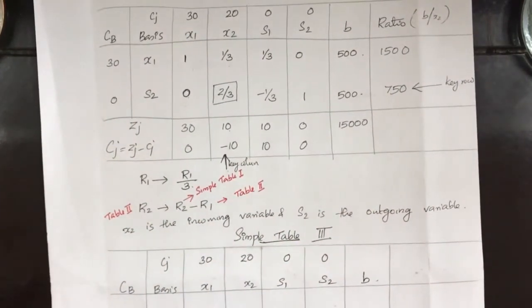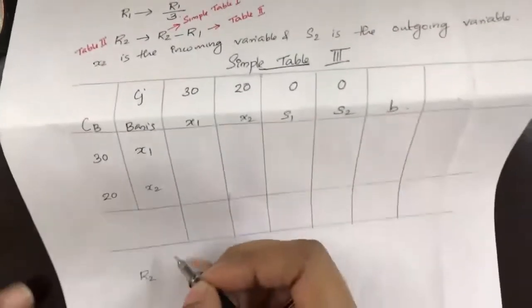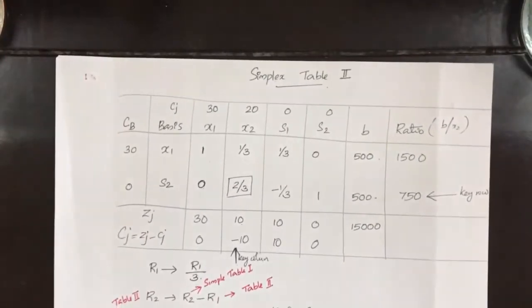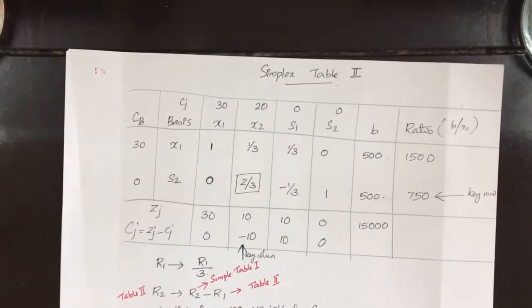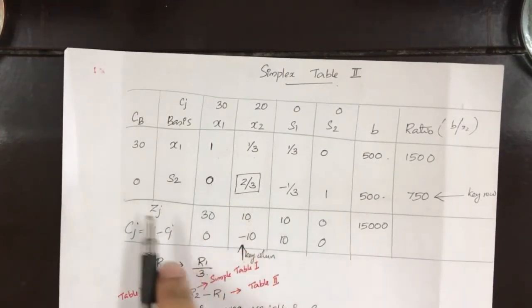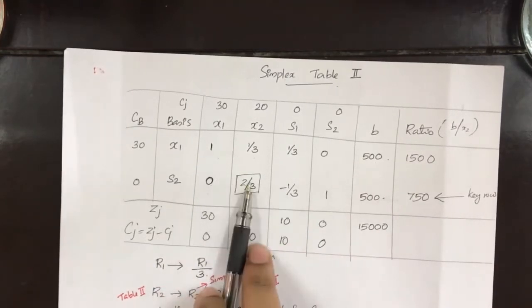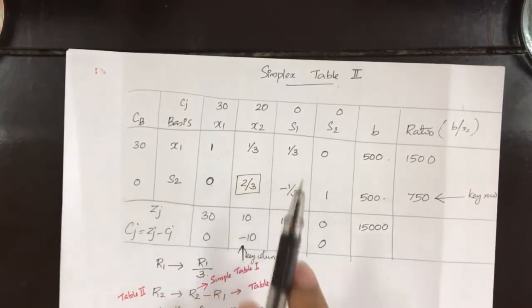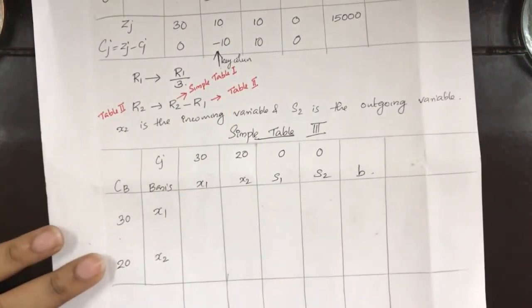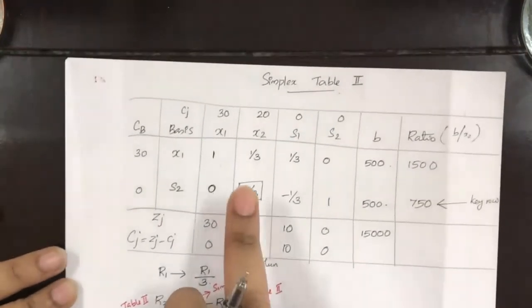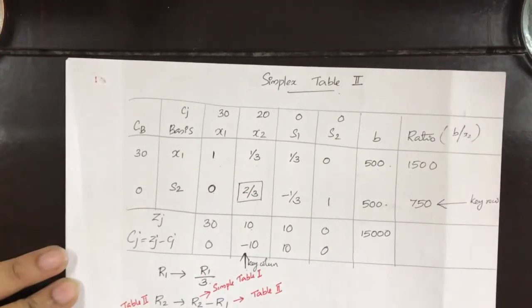So R2 changes to... what type of row transformation should be done? You just simply multiply the reciprocal of the key element with the row. It becomes 1, which is the reciprocal of 2 by 3, that is 3 by 2. So R2 changes to 3 by 2 R2. 2 by 3 into 3 by 2, 1.